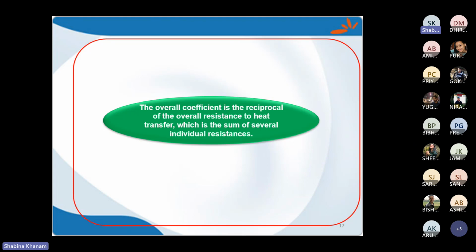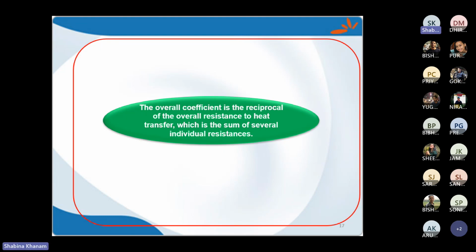Then how many things are there? We have the fluid, we have scaling at the outer surface, we have the tube wall, we have scaling on the inner surface, and we have the fluid inside the tube. So in total I have 5 parameters, 5 resistances. How will these resistances be counted? If I consider the outer surface of the tube, one resistance will be from the fluid film, which will occur over the scale.